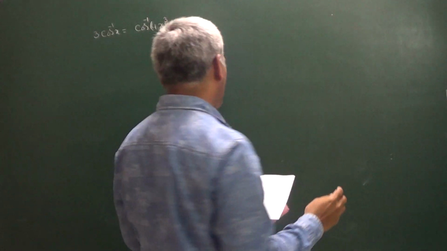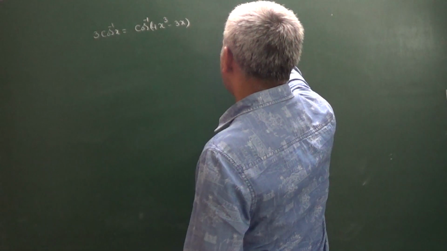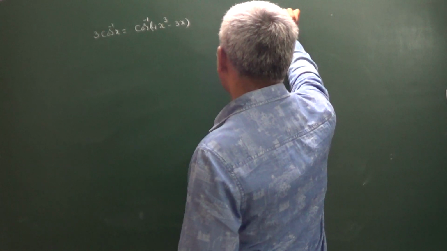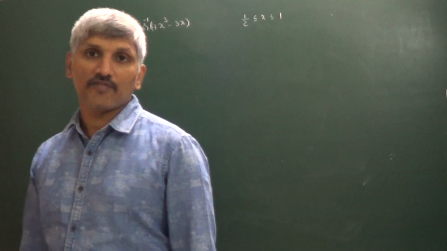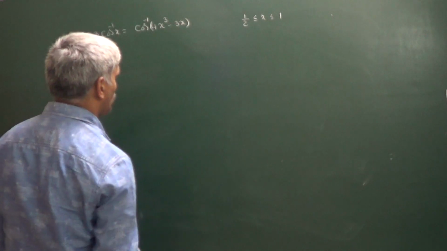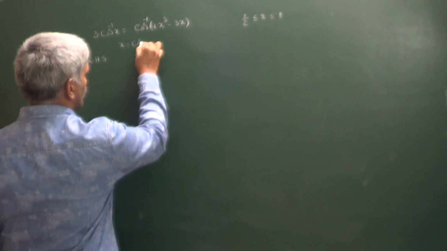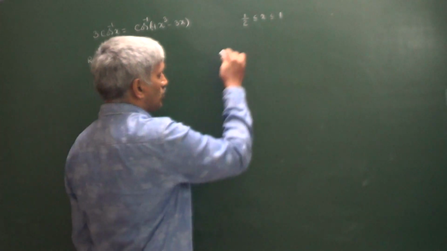Wait, here one more condition is also given. The condition is saying 1 by 2 is less than or equal to x is less than or equal to 1. Under that information, we have to show cos inverse of 4x cube minus 3x is equal to 3 times cos inverse x. Now here also I am doing the same thing. x is equal to cos theta substitution. Okay, x is equal to cos theta.